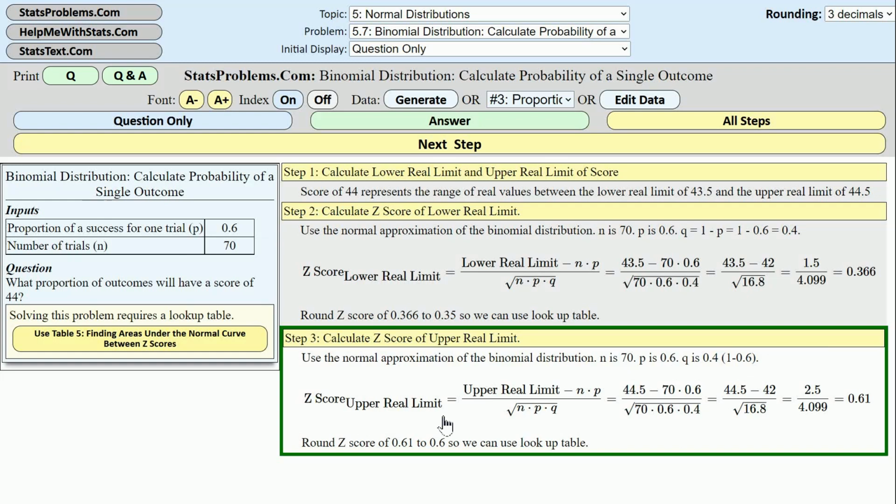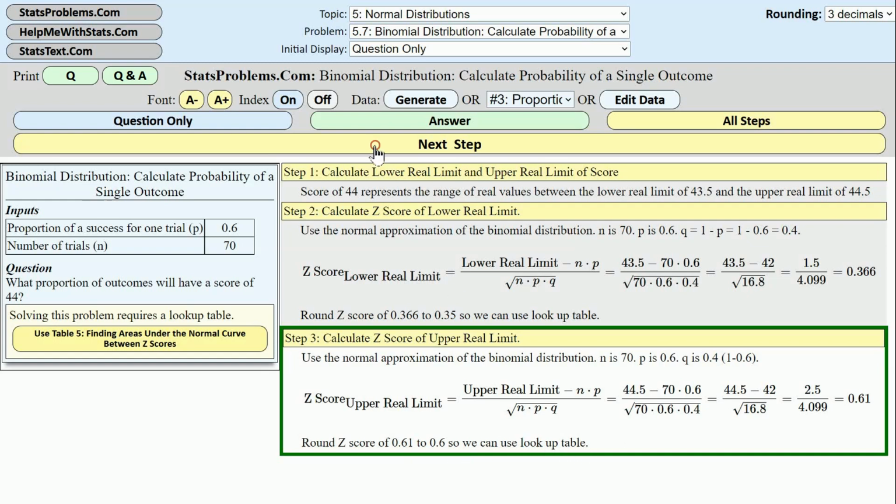The z-score of the upper real limit equals upper real limit minus n times p divided by the square root of n times p times q. With these data, equals 44.5 minus 70 times 0.6 divided by the square root of 70 times 0.6 times 0.4, which works out to 44.5 minus 42, divided by the square root of 16.8, which works out to 2.5 divided by 4.099, which works out to 0.61. Our table uses z-scores with 0.05 between entries, so we round the z-score of 0.61 to 0.60.